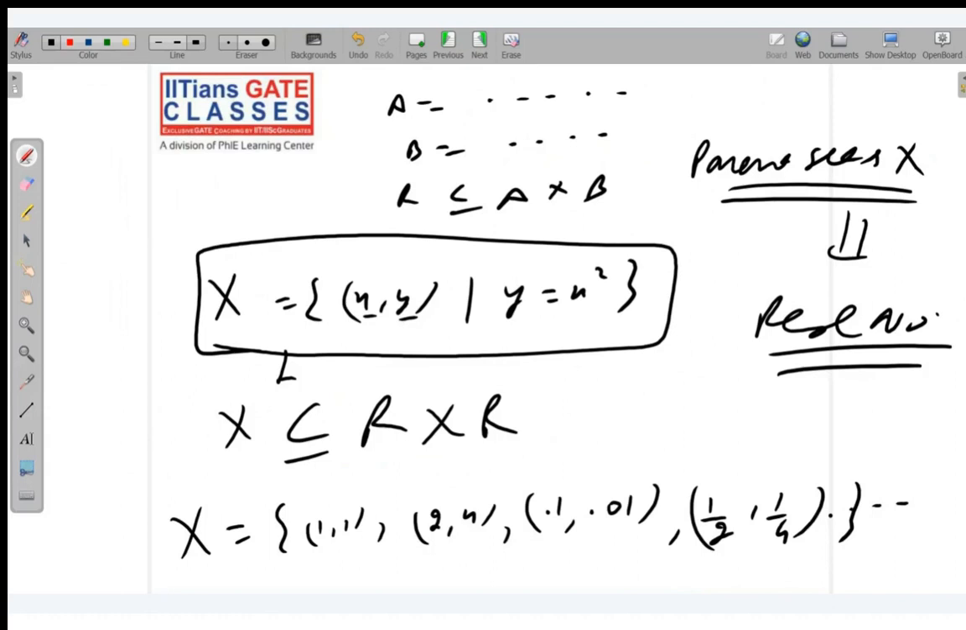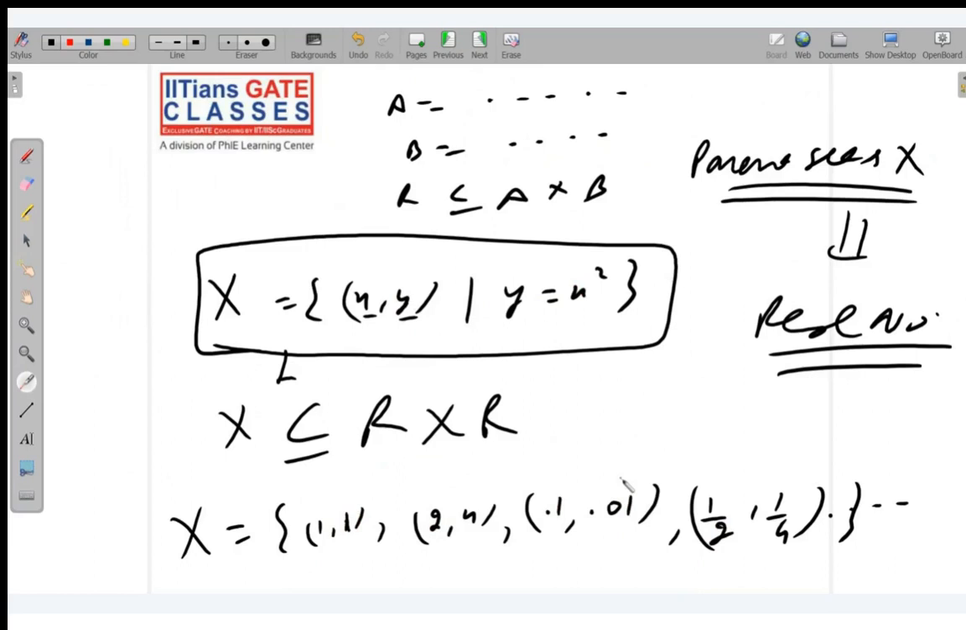Any doubt? As it is written (1, 1), because both are real numbers, we can repeat that also. Y is equal to x square, so the second number should be the square of the first. 1 is the square of 1, 4 is the square of 2, and 1/4 is the square of 1/2. Relation I have given you, na?